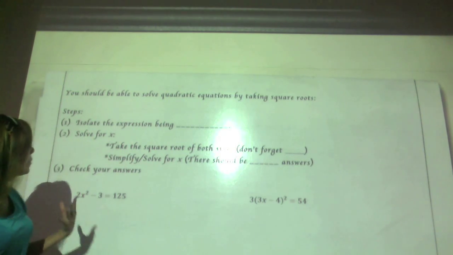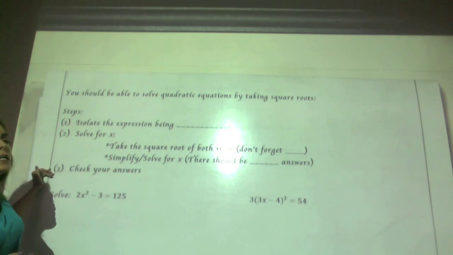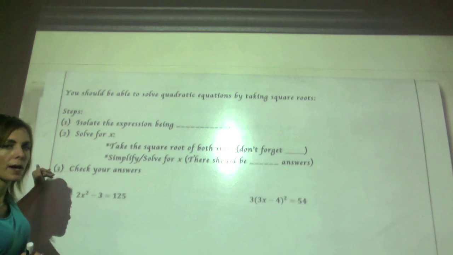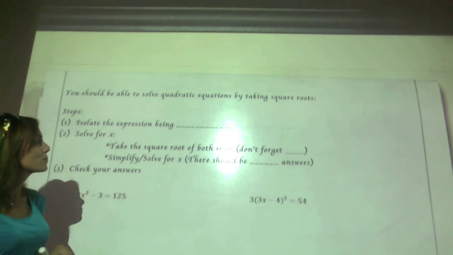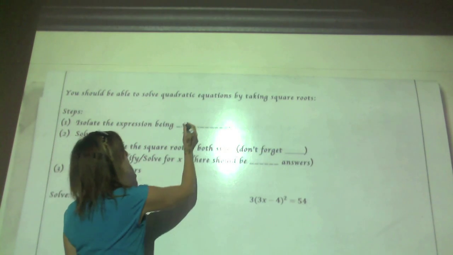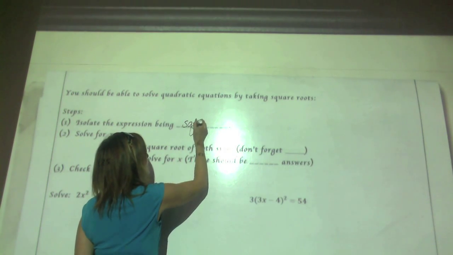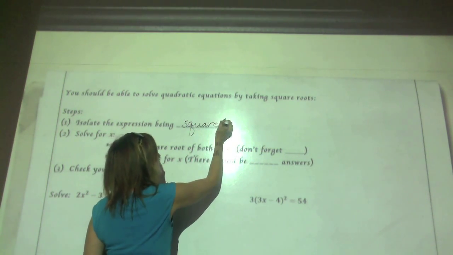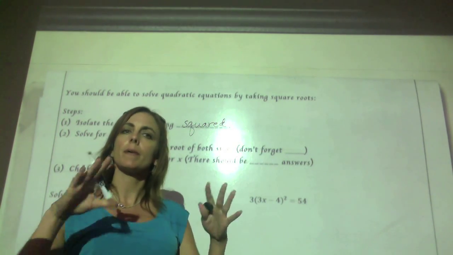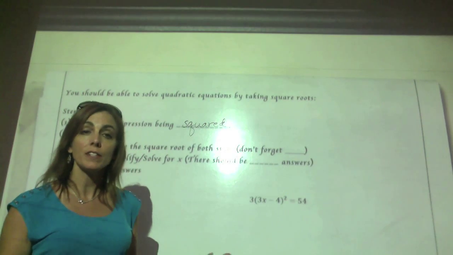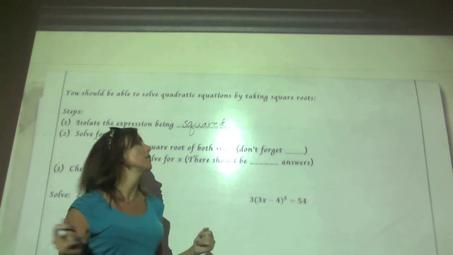All right, so really there's 3 steps in solving quadratics in this way. First, isolate the expression that is being squared. Sometimes it's just going to be x being squared, but other times it's going to be a whole expression. Whatever is being squared, we want it by itself.